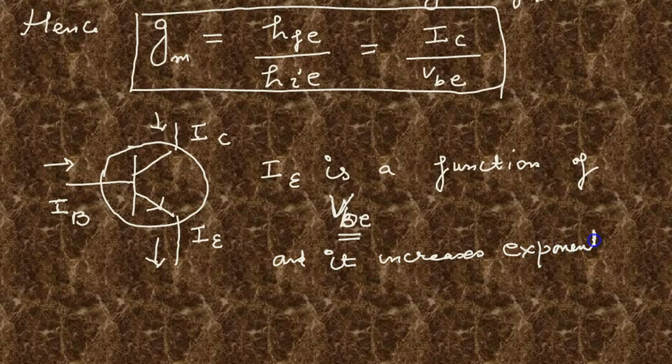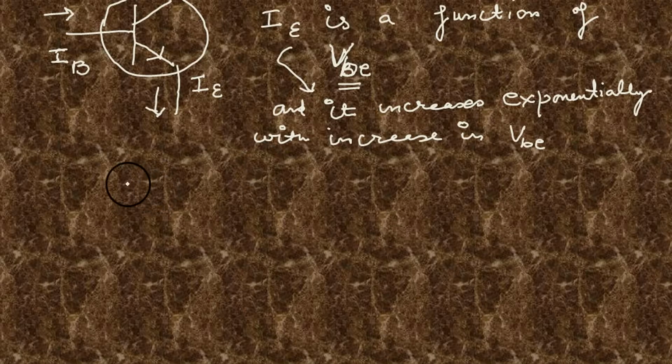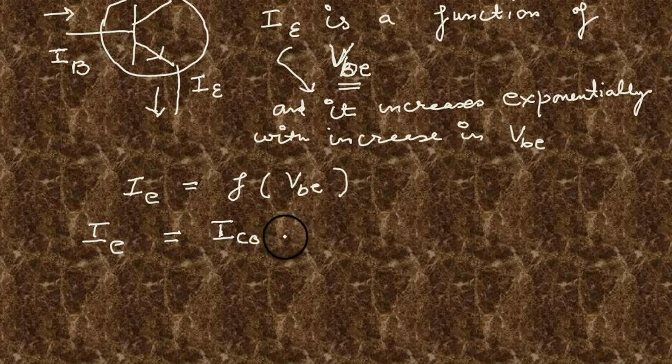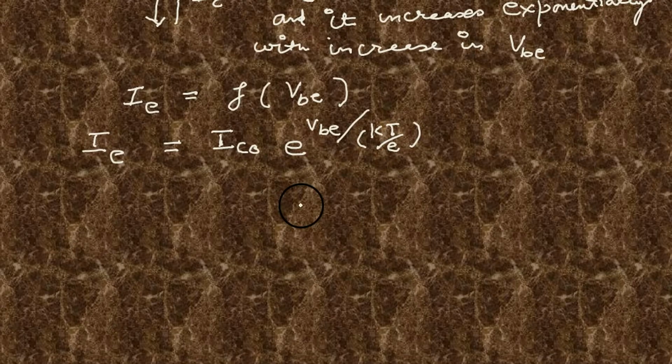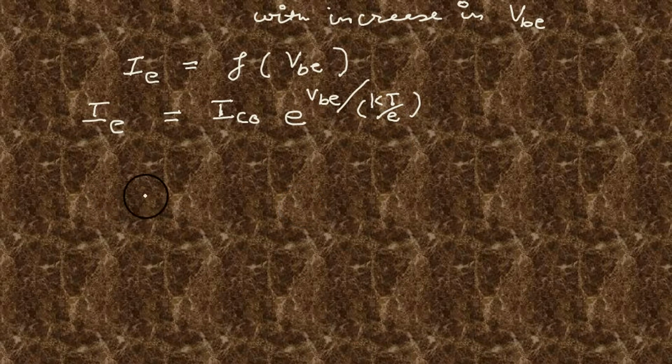IE is a function of VBE, and IE increases exponentially with VBE. If you increase VBE, the base emitter voltage, IE increases exponentially. So the exact expression is the leakage current ICO times exponential of VBE upon KT upon E, because KT upon E has the nature of a voltage.